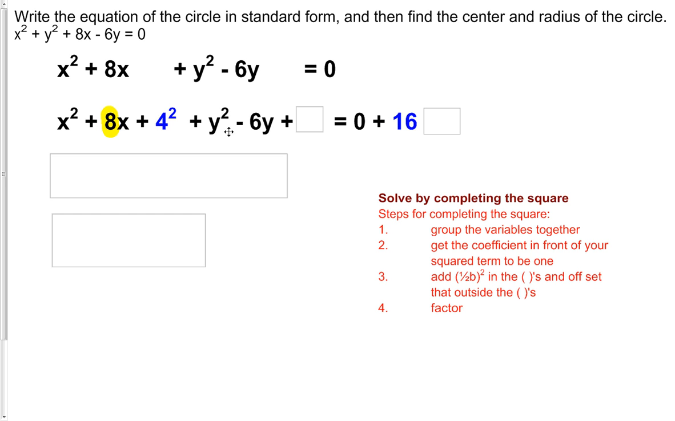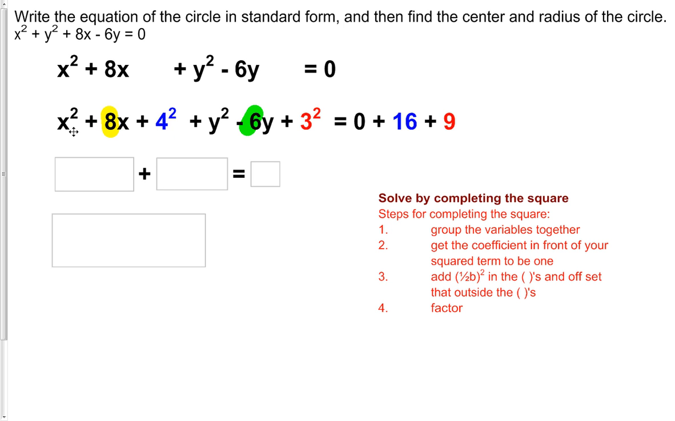Same thing over here with the y's. Y squared minus 6y. That negative 6 is going to be our b term. Half of that is negative 3, excuse me, half of negative 6 is negative 3. Square that, and that's going to give us 3 squared, or a positive 9 on the right side of the equation. So again, we didn't actually change the equation, we just added terms to both sides. So let's go ahead and actually factor this down now.